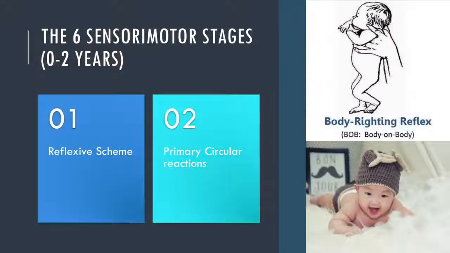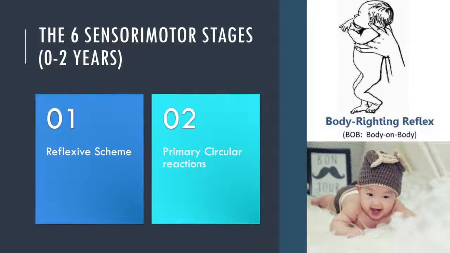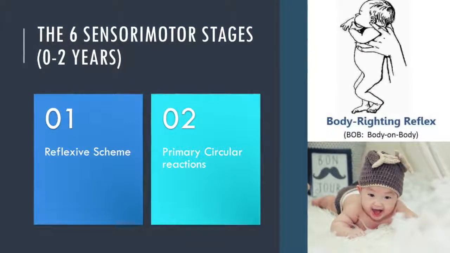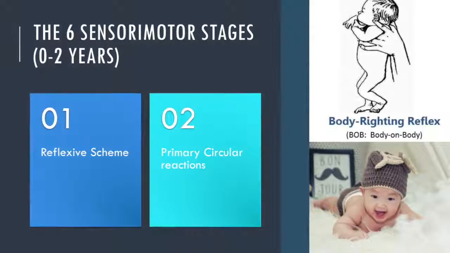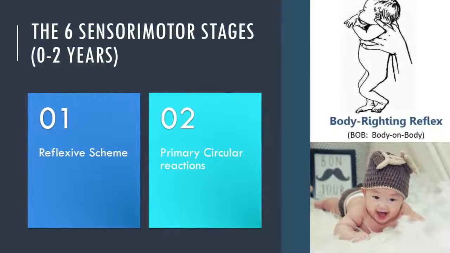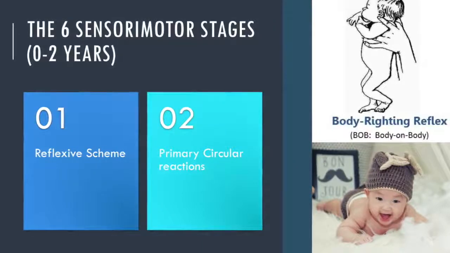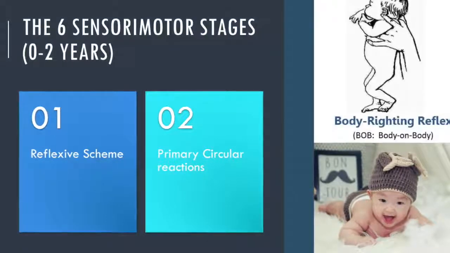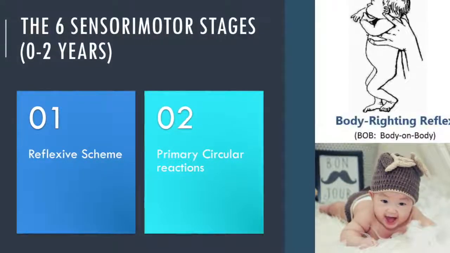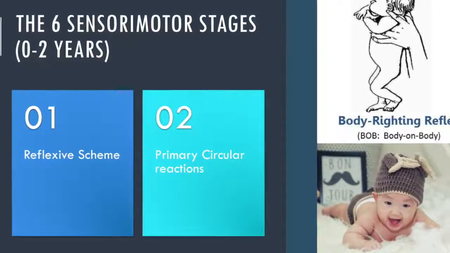Piaget proposed that there are 6 sensorimotor stages that occurred from birth to 2 years of age. These stages represented increases in cognitive and motor ability. The first stage is the reflexive scheme, which occurs from 0 to 1 months. During this stage, the baby can only use reflexes to move, and they construct the world that they can see and sense. The second stage is the primary circular reactions, which occurs from 1 to 4 months, and it is where the infant repeats actions that are based on their own body.